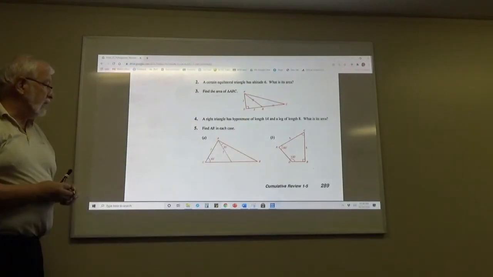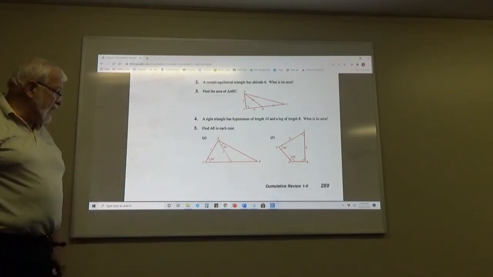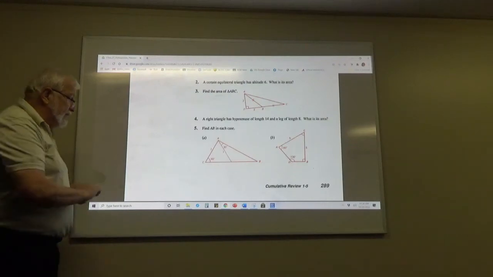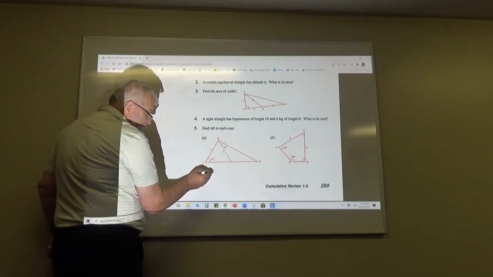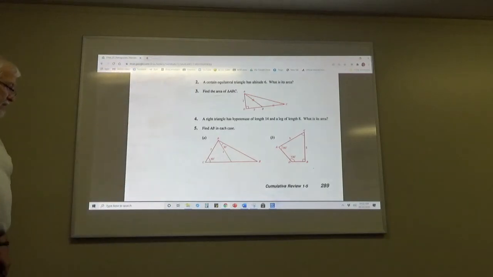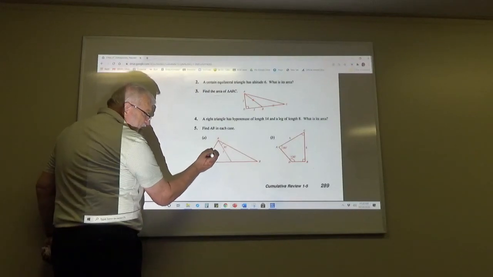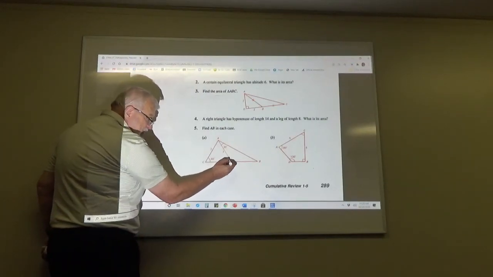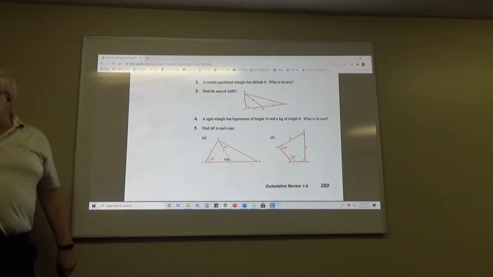All right, a right angle has a hypotenuse. That's what we just did, okay. Find A and B in each case. All right, AB is the length here. Wow. Okay, if this is an isosceles triangle here, if this is 60, this is 60. Right? Because the two 7s make an isosceles triangle, so the base angles have to be both 60.